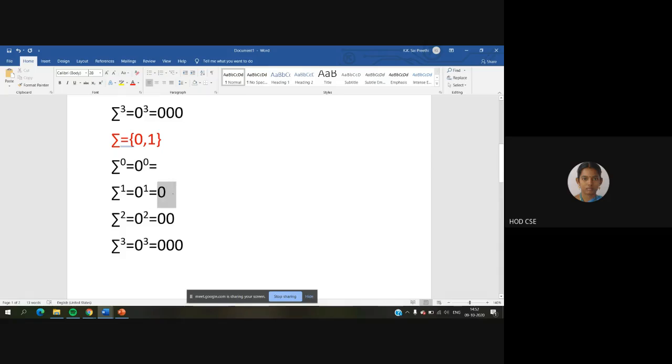Now you have to tell me what strings are produced out of these. Sigma power 0 means what? The symbols are repeated 0 amount of time. What will be produced?